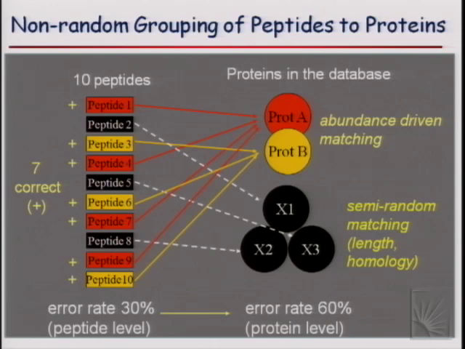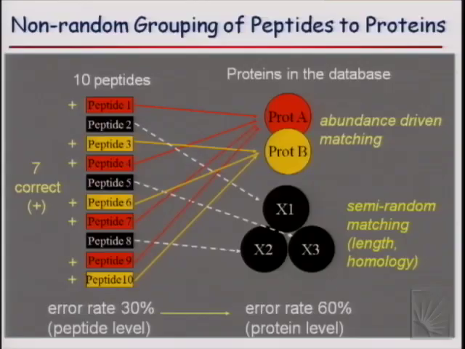assignments to spectrum, and say you get a data set where you have, like in this simple illustration, 10 spectra, so you have 10 peptide identifications, and say your error rate at the peptide level is 30%, meaning that three peptide identifications here are false positives, right? So it's 3 out of 10, 30% error rate.